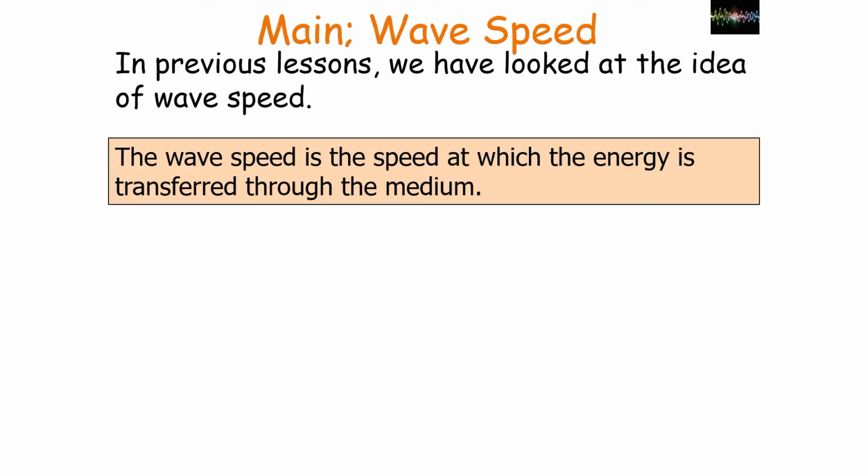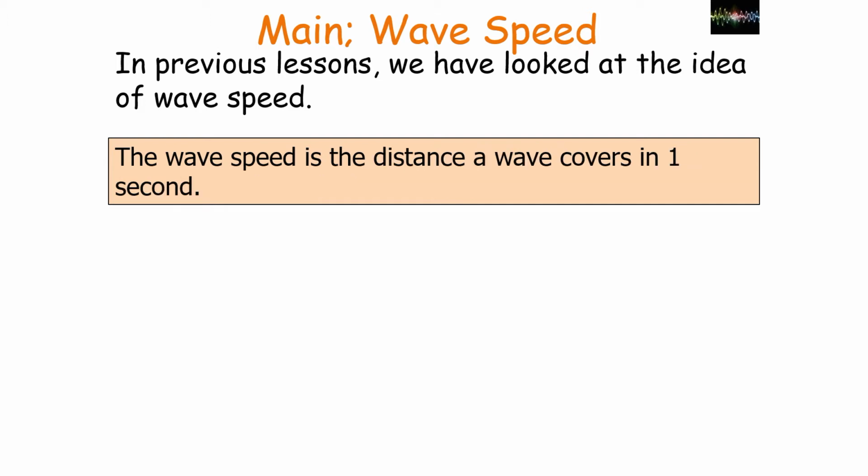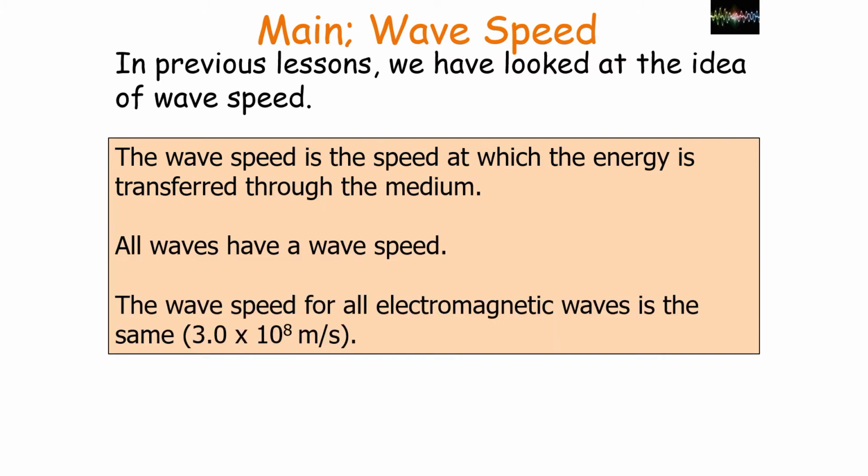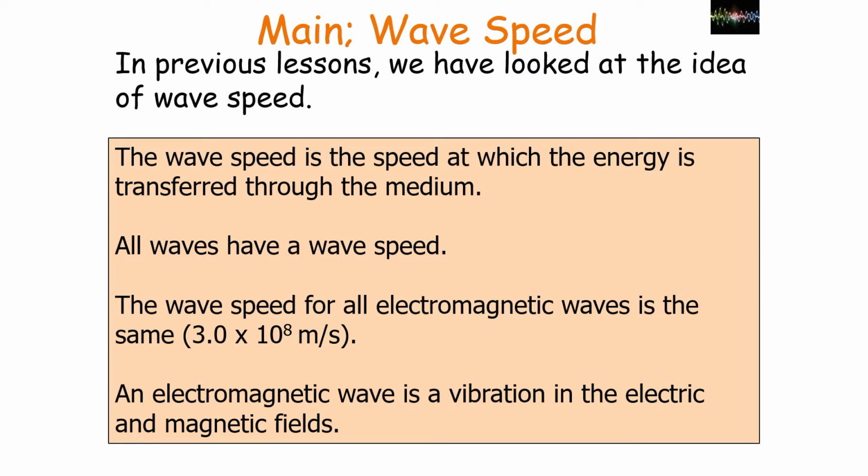So in previous lessons we've looked at the idea of wave speed. Wave speed is the speed at which the energy is transferred through the medium. It is the distance a wave covers in 1 second. Now, all waves have a wave speed. The wave speed for all electromagnetic waves is the same. It is constant. It's 3 times 10 to the 8 meters per second in a vacuum, whilst an electromagnetic wave is a vibration in the electrical and magnetic fields.